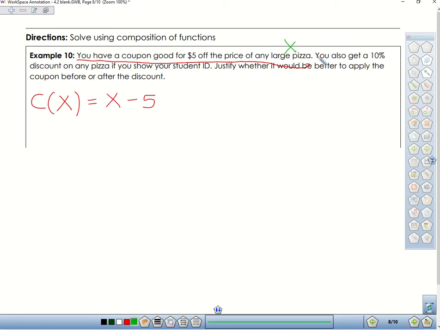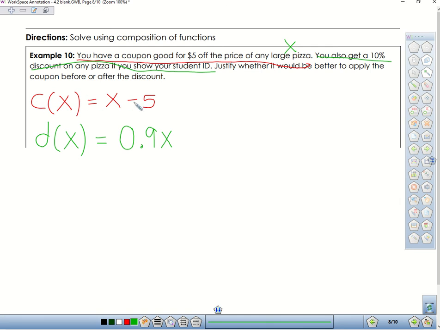Now, the next one we'll call D. We'll call D of x the discount on the pizza. D of x is equal to, if you take 10% off the price of your pizza, what percent of the pizza are you paying for now? 90%. Everybody see where I got the 90% from? So now the price of your pizza after the discount is 90% of x, which is 0.9 times x. So you've got to convert your percent to a decimal. Everybody understand where that all came from?